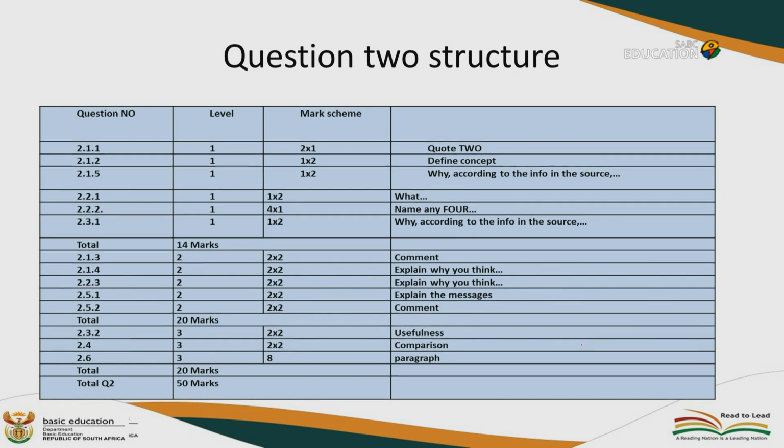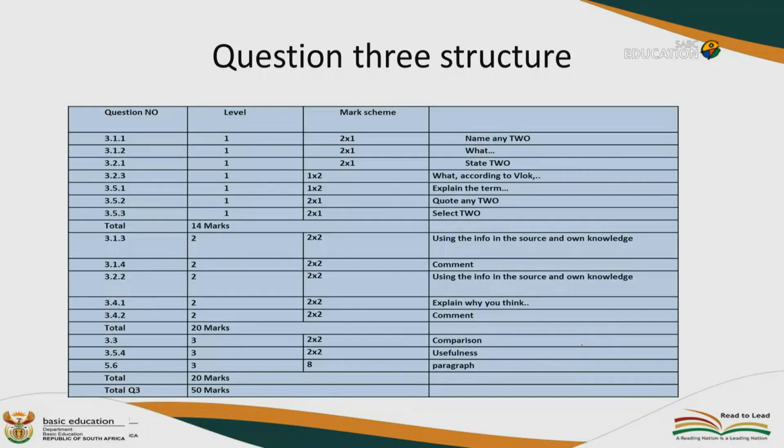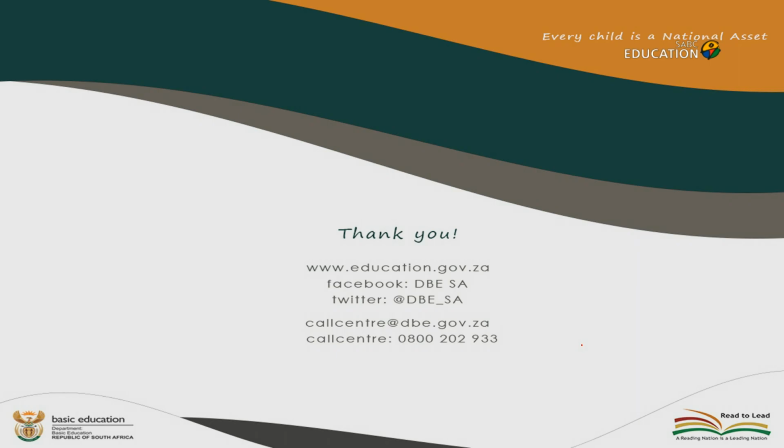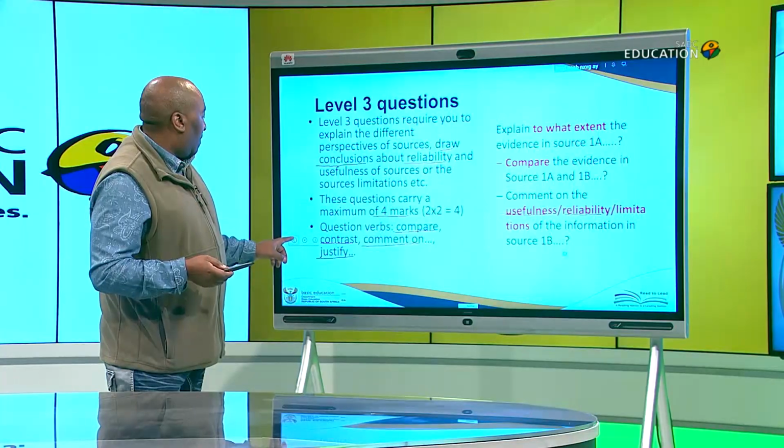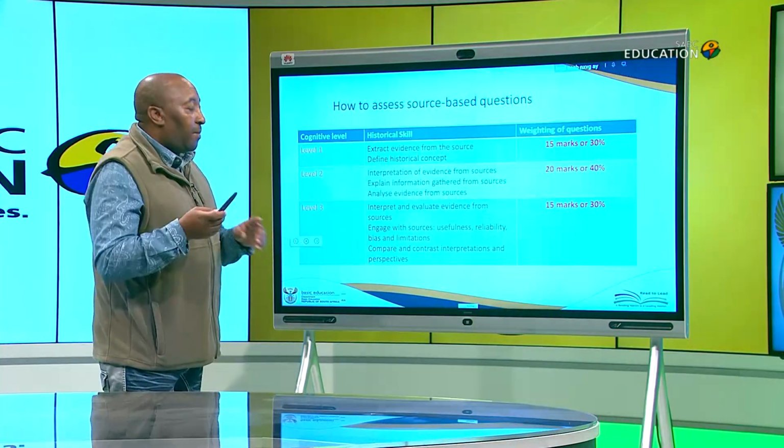If a question is in level 1, you will see by the mark allocation. If the question is in level 2, you will see also through the mark allocation. So all questions are structured in the way that it gives you the 14 marks for a level 1, which is almost 30%. It gives you another 20 marks, and then it gives you another 30%, which is another 15 marks. Right. These are the question structures. We do understand them. Now, remember what I said to you.